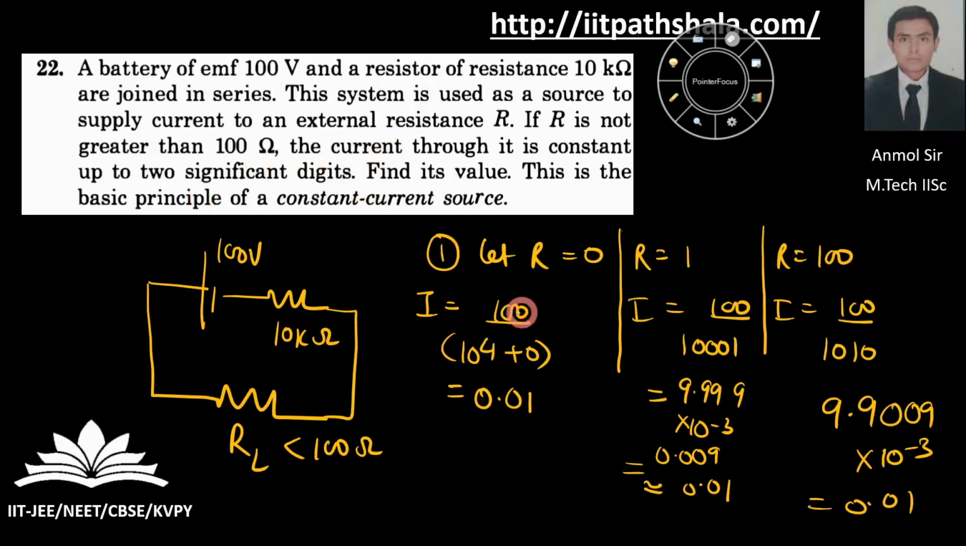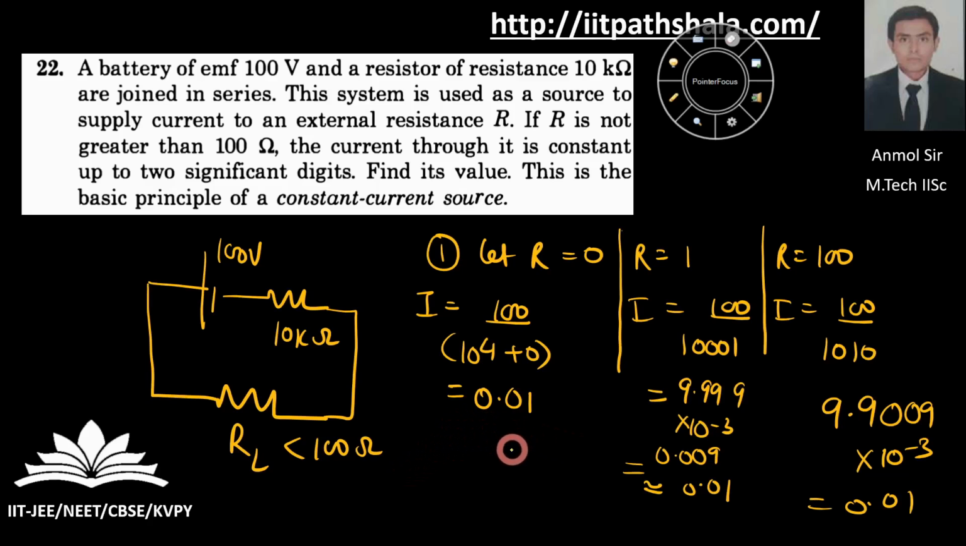Now in this question, the teacher is saying that you have a 100-volt battery in series with your 10 kilo ohm resistance. You are joining them with a load resistance. Now the load resistance can take up values up to 100 ohm. It is not specified that it is 100 ohm itself. Up to 100 ohm, you can take any resistance and you'll be getting the same amount of current, a current of the same magnitude.